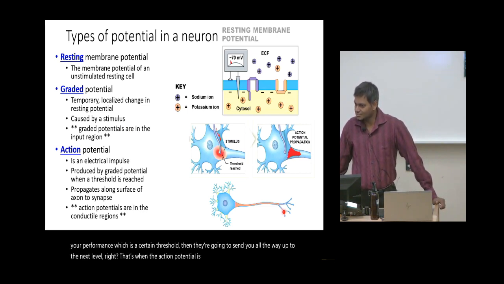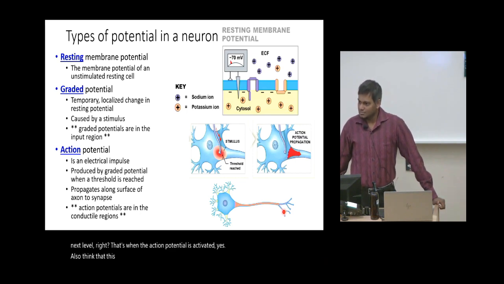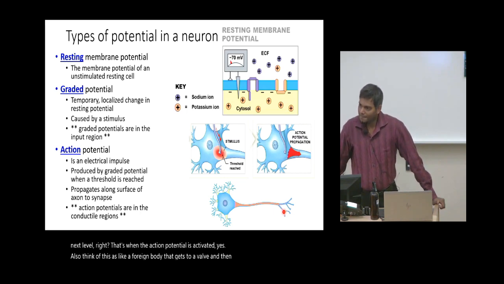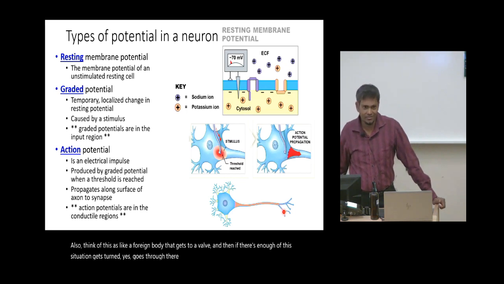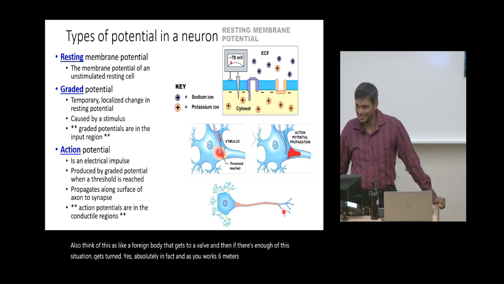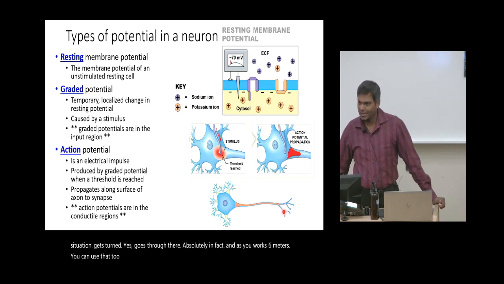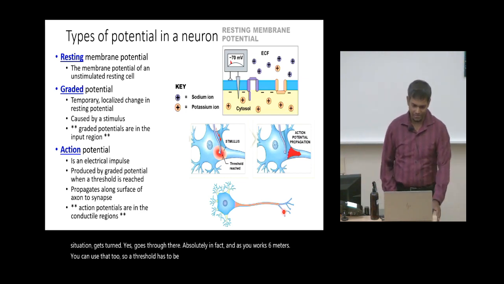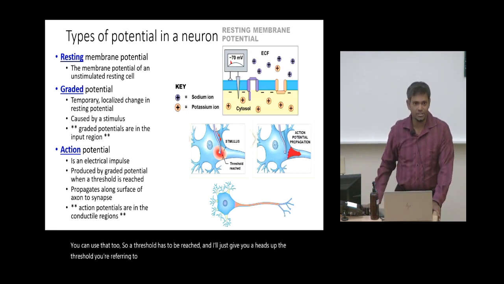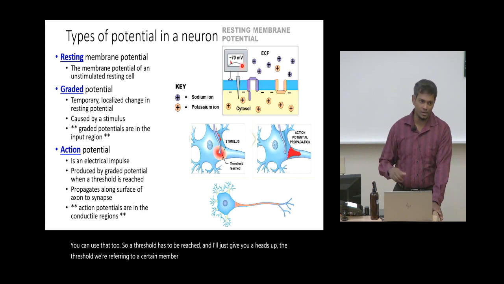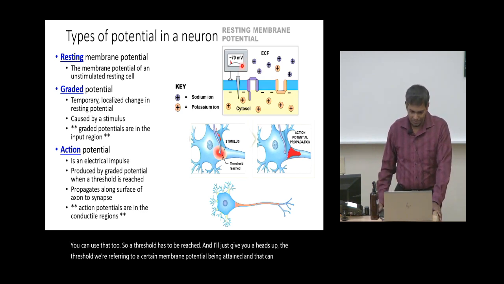Yes? Could you also think of this as like a foreign body that gets to a valve, and then if there's enough of a situation where the valve gets turned, it just goes through there? Absolutely. If that analogy works, if you're physics majors and or engineering majors, you can use that too. Right? So a threshold has to be reached, and I'll just give you a heads up. The threshold is referring to a certain membrane potential being attained, right? And that can open a voltage gated channel.